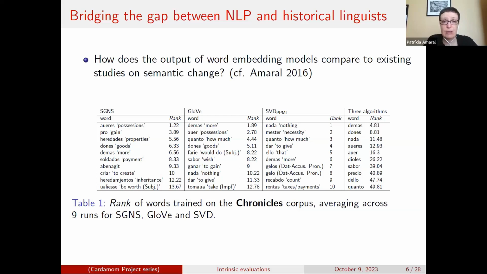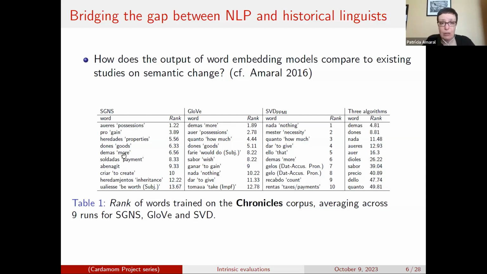And so what we did was look at three different algorithms, SGNS, GloVe, and SVD, and look at the top neighbors that we obtained for algo in the corpus that has the medieval data, which we call the Chronicles corpus. We provide here a rank of words because what we did was average through different runs of the models and provide the ranking in those runs. And we can talk more about that later if you're interested.